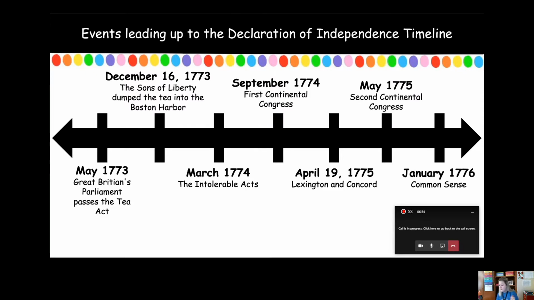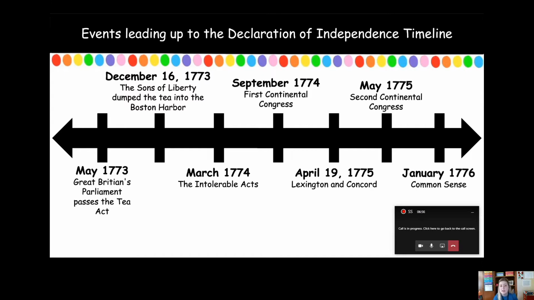Now, the colonists were not happy that they had a tax on tea. It's something that they drink all the time, so why do they need a tax on it? Well, of course, Great Britain was like, well, duh, you drink it all the time. We've got to keep a tax on it so we can keep control of you.